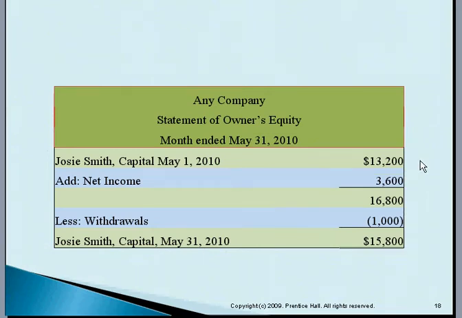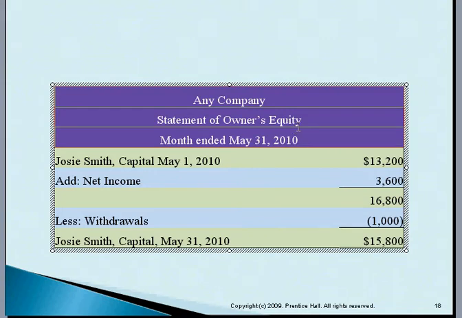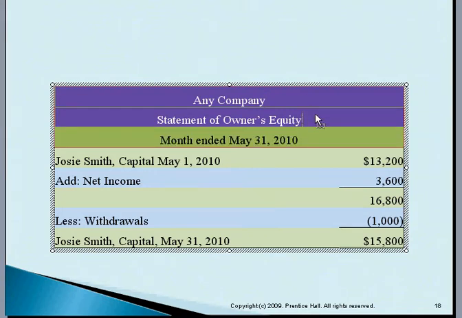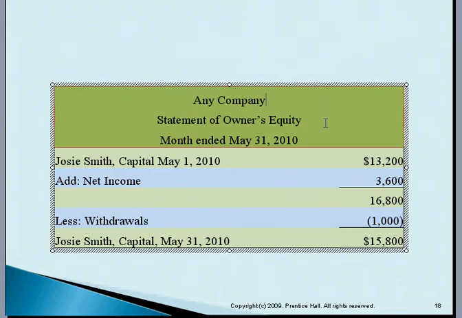The statement of owner's equity starts with our who, what, when. Who is the company? What is the statement? When? The statement of owner's equity also, like the income statement, reflects a period of time. We have Josie Smith's beginning capital. We add $3,600 of net income. Subtotal, less the withdrawals gives us Josie Smith's ending capital balance at May the 31st of 2010.